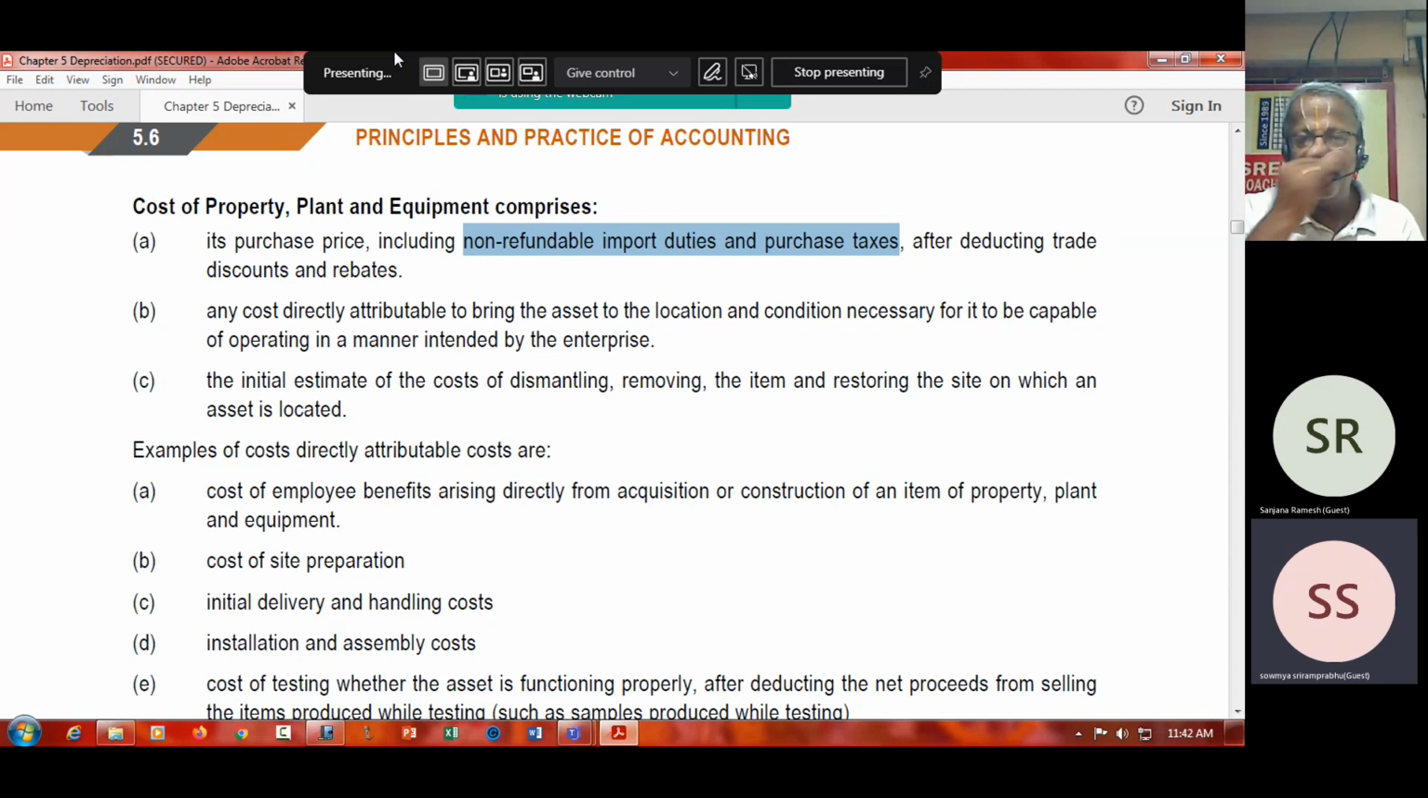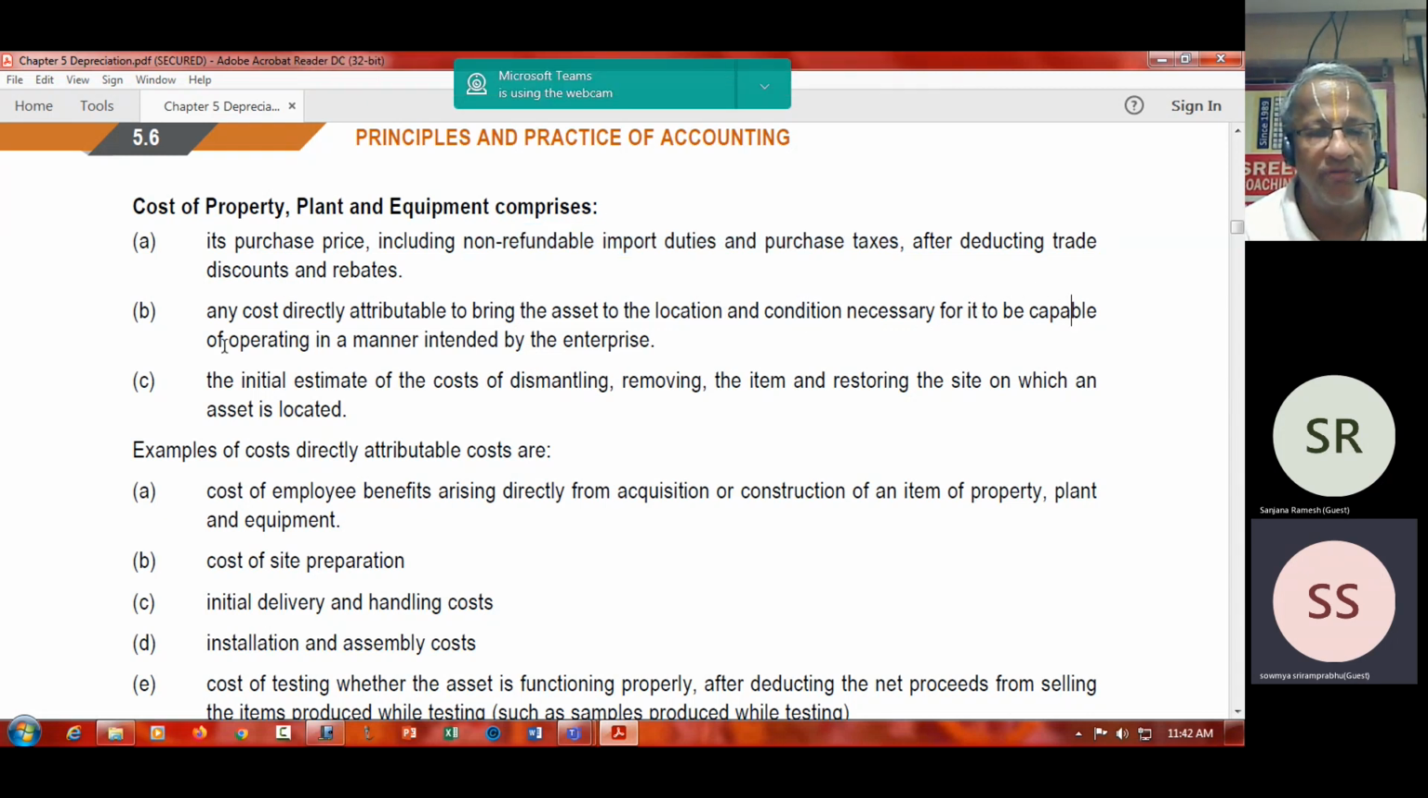Okay. So, any cost directly attributable to bring the asset to the location and condition necessary for it to be capable of operating in the manner intended by the enterprise. Right? And the initial estimate of the cost of dismantling, removing the item and restoring the site on which the asset is located. What is this? What is item number C? Yes, I've asked you a question. What do you mean by that?